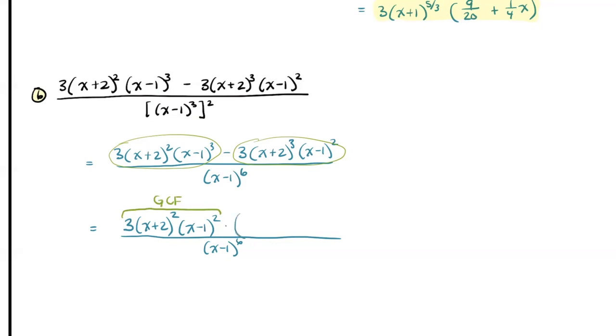Now we have to figure out what's left over. In the first chunk, when we took out the 3, we took out x plus 2 squared, and we took out x minus 1 squared, so there's going to be x minus 1 left to the first power. Now we have minus, so that's this minus right here. From the second oval, we took out 3. Here we factored out x plus 2 squared, so there's going to be an x plus 2 to the first left over.